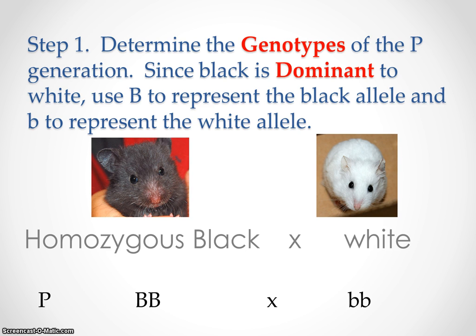This is our P generation, so I put the P to the left. Because we're crossing them, which means we're breeding them, we use an X to represent that. So we're crossing a big B, big B hamster crossed with a little b, little b hamster.